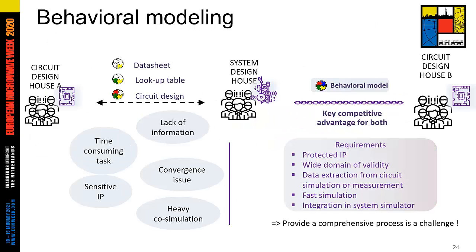Today, original equipment manufacturers have a real need for modeling when designing their systems. The main sources of information for system designers are datasheets, measurement data, or circuit design. But this comes with drawbacks, such as the lack of information that can be found in datasheets, important resources that must be brought to carry out the measurements on the components, and the complexity of integrating the circuit design in system-level simulation, for example. Behavior models appear to be good candidates for system design, allowing a wide range of validity and fast simulation while protecting the circuit manufacturer's IP.